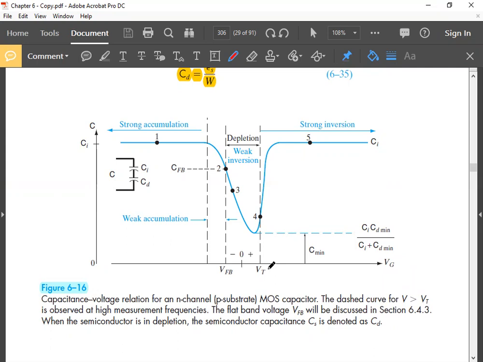Now, if the frequency of the AC signal is high, remember that beyond this point, the depletion layer width is fixed. The depletion layer width is not changing, so the depletion layer charge is not changing. So the depletion layer has no contribution to semiconductor capacitance beyond that minimum point.